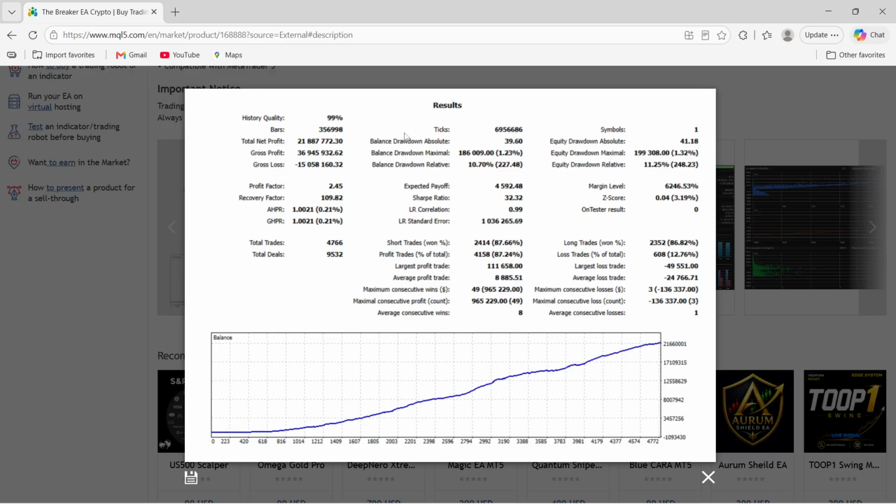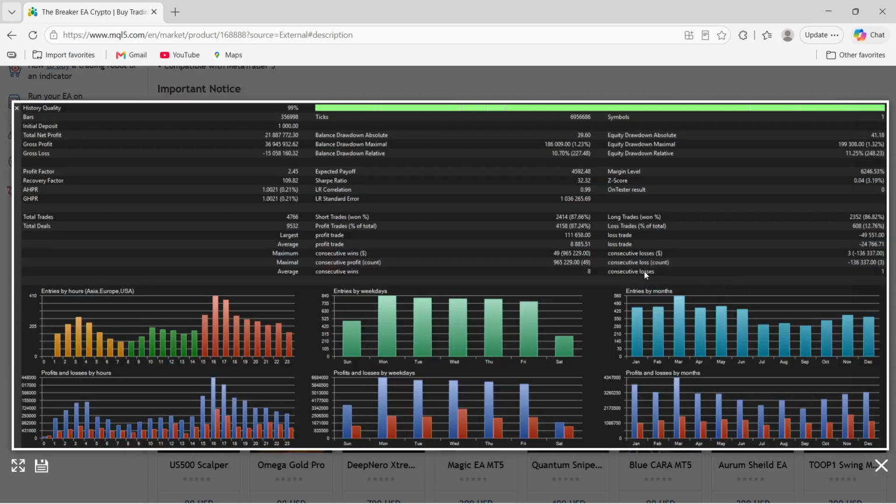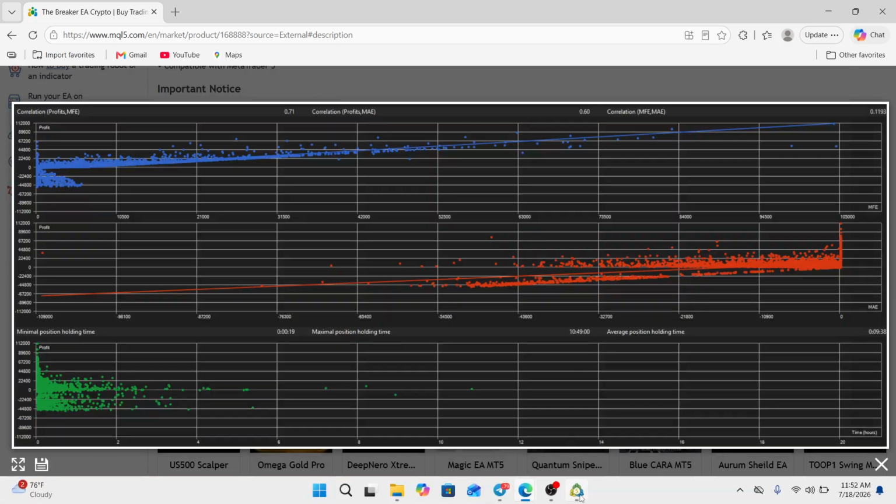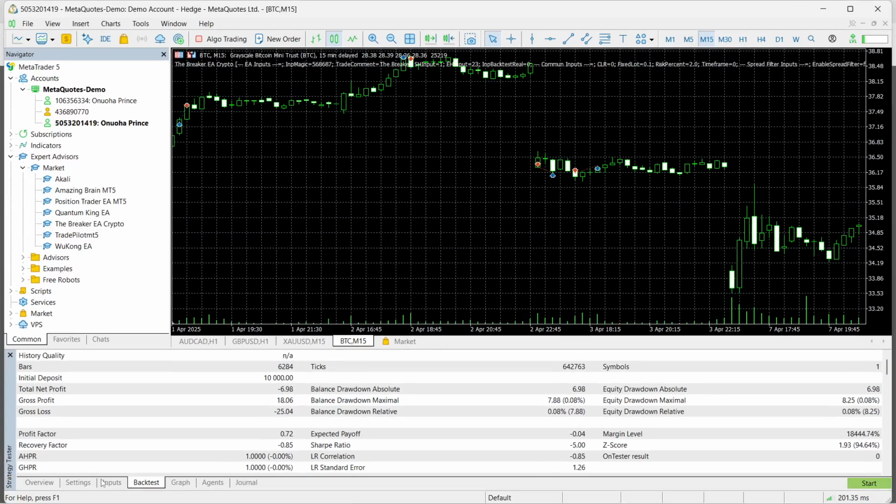So the stats for this result, as you can see, the total net profits. Okay, the initial deposit here wasn't shown, but apparently total net profits over the period was 21,887,772. The profit factor was 2.45, and the balance drawdown was 1.23. So it looks pretty good on paper, but let's take it through our own personal backtests and see how it compares. Just going to go to our MetaTrader 5.